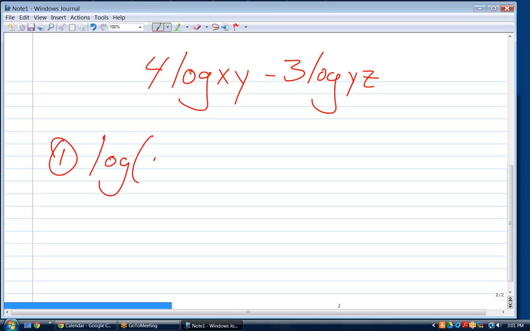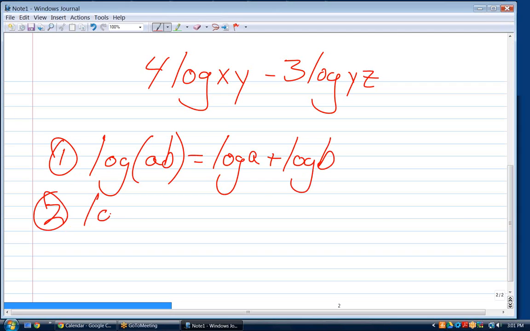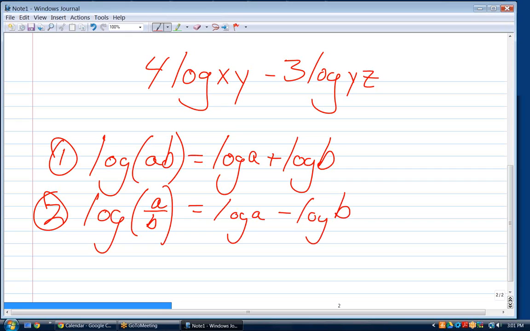The log of AB equals the log of A plus the log of B. The second one is basically the inverse of that. The log of A divided by B is subtracting: log of A minus the log of B. And then for calculus, this is the most important one. The log of A to the B power equals B times the log of A. Okay? And you need to know these both ways.